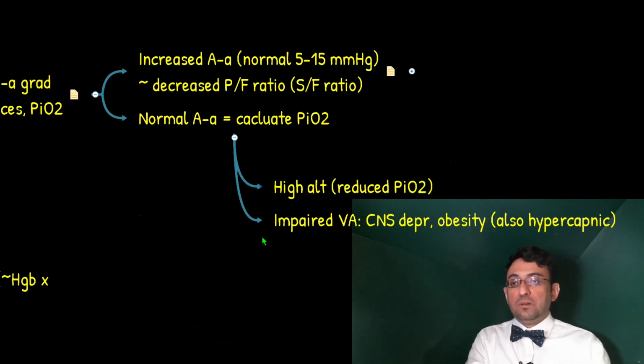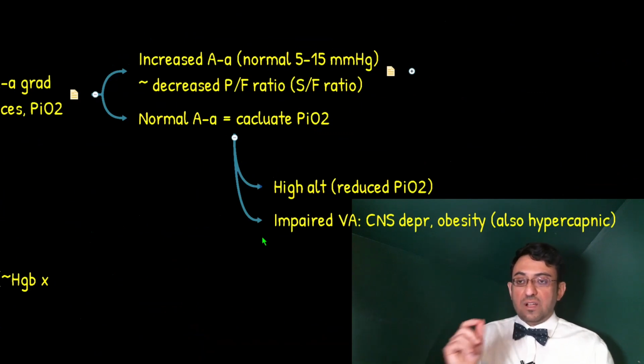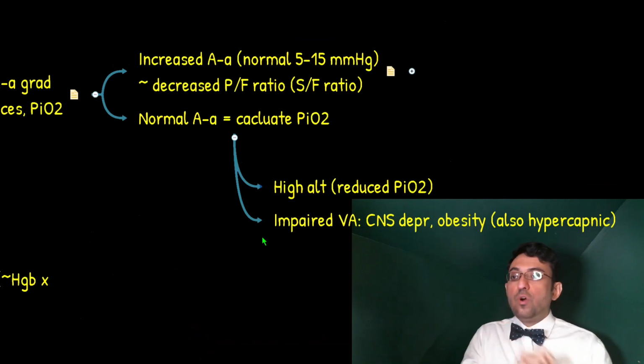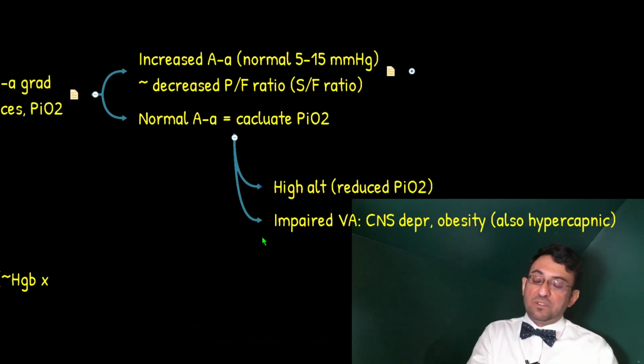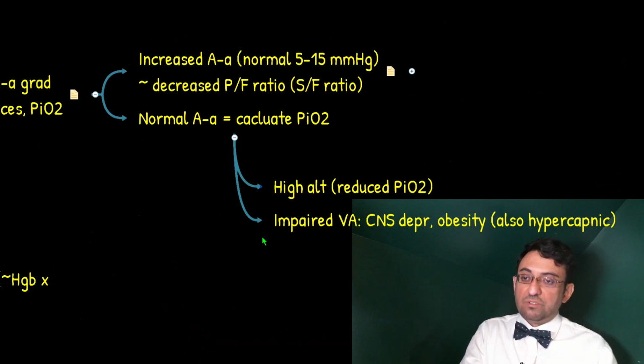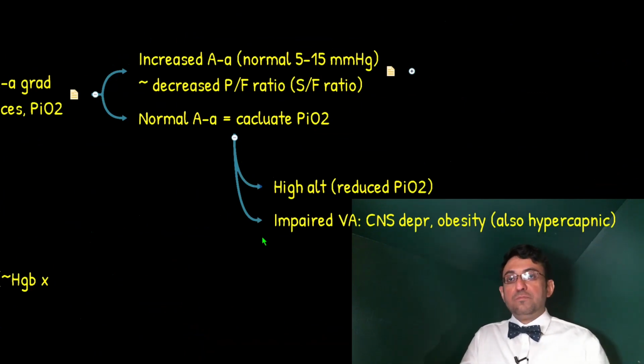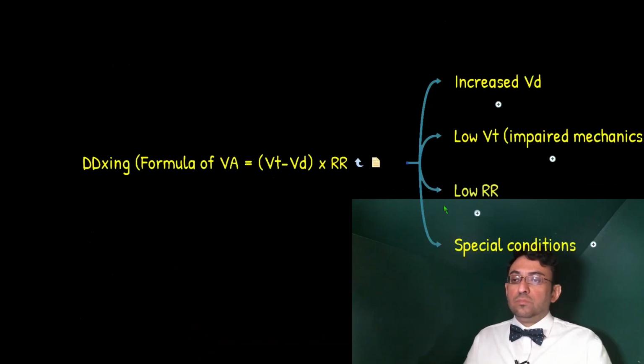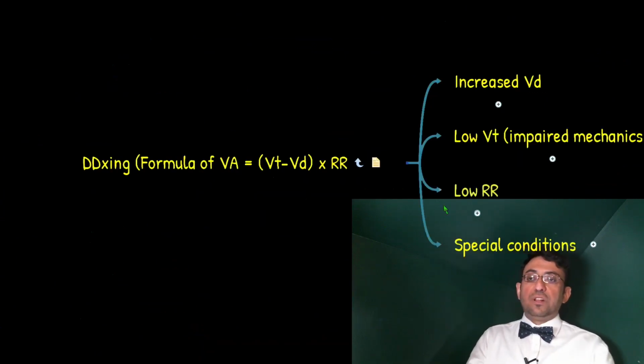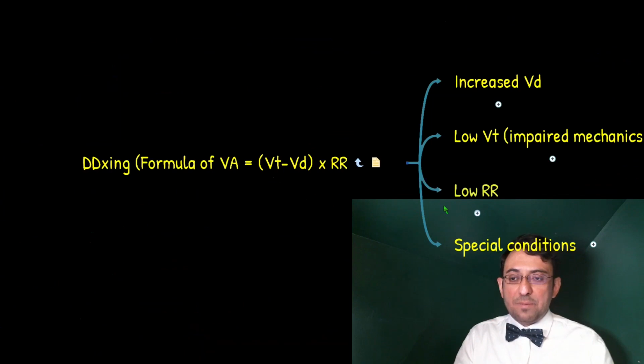Give another example. Opioid use. Anything that impairs ventilation. These are conditions associated with normal AA gradient and both hypoxemic and possibly hypercapnic respiratory failure. Did I emphasize enough on this? If so, let's move to a very straightforward discussion focusing on differential diagnosis of hypercapnic respiratory failure.